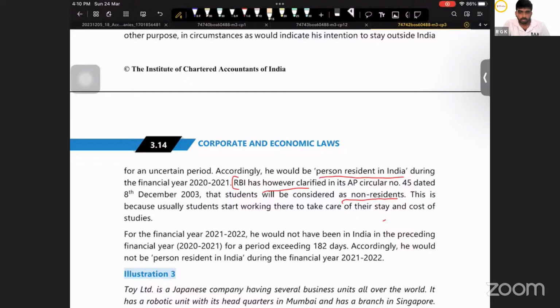Person goes out of India for education purpose and has a part-time job. So RBI circular is there. This is the circular we are going to refer to. I hope things are clear to you.